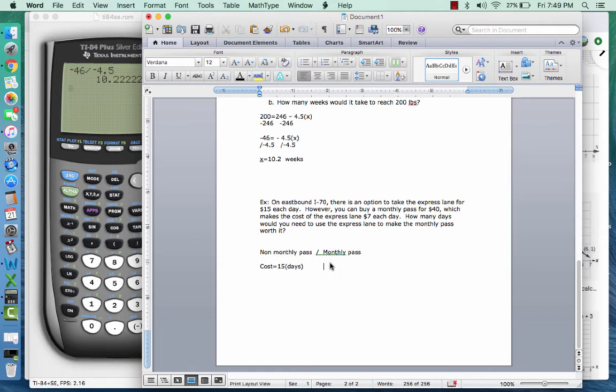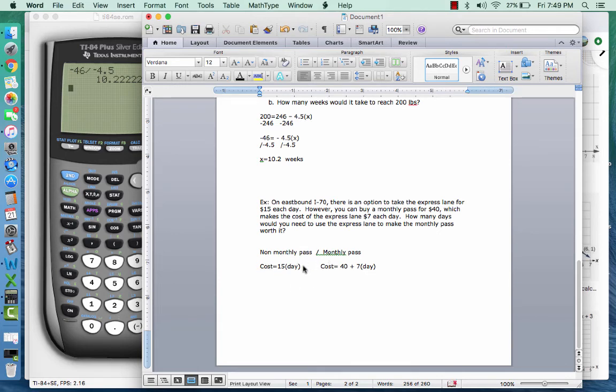All right, then over here, the monthly pass, the cost equals the starting amount of $40 plus the $7 that I pay to take the express lane each day. Notice over here the cost doesn't have a starting amount. You just have to pay $15 each day that you use it. And over here, you pay $40 up front, but now it's $7 per day. What I want to know is when these things are equal. That's what we mean by when it's worth it. These are both costs, so I'm just going to set them equal to each other.